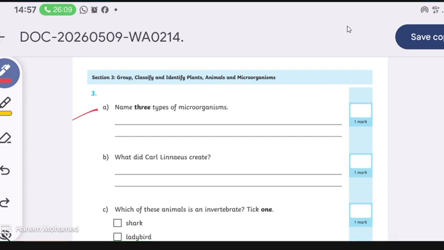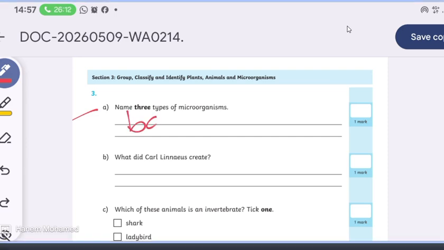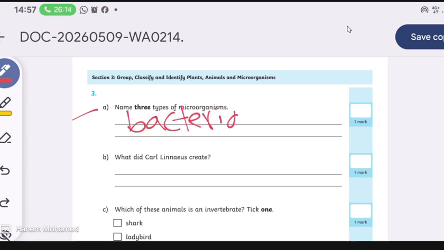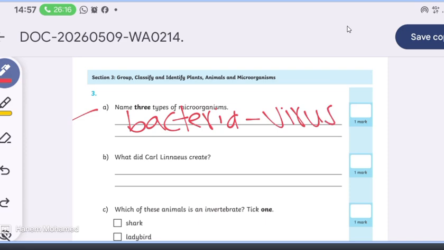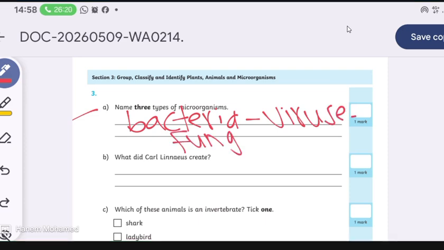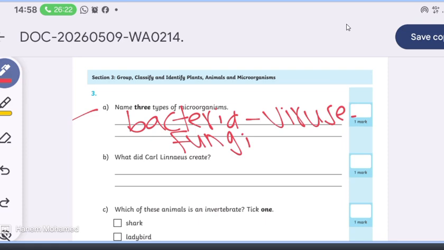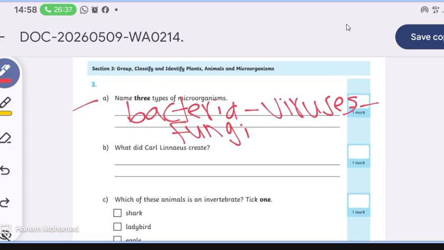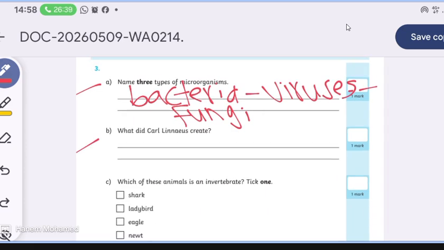Like bacteria. Bacteria, yes. What else? Virus. Like coronavirus and cytomegalovirus and so on. What else? Fungi. So the fungus, bacteria, viruses, also the parasites, they are microorganisms, but the parasites sometimes can be bigger than microorganisms. So it's better to say bacteria, viruses, and fungi.